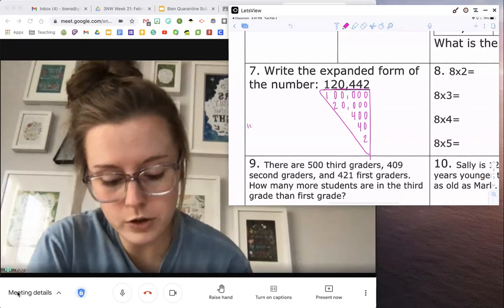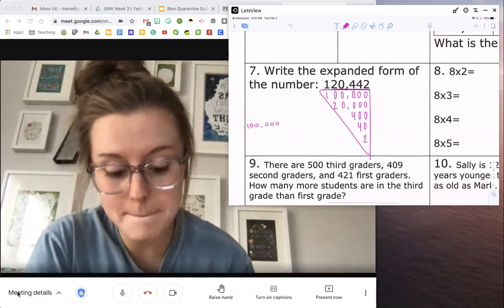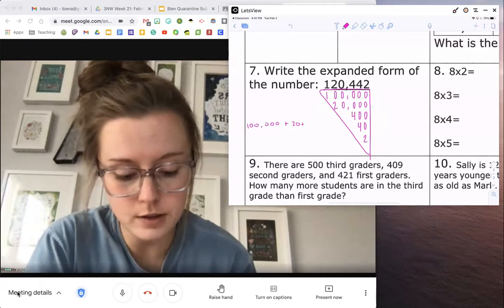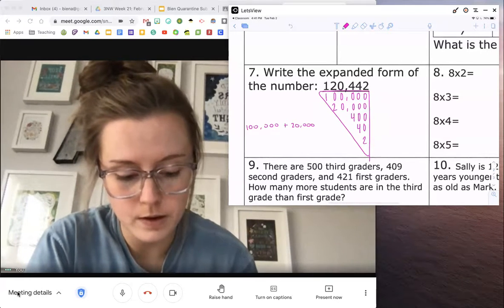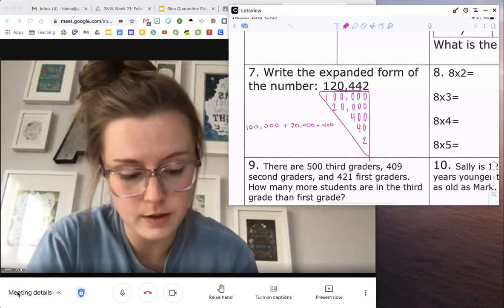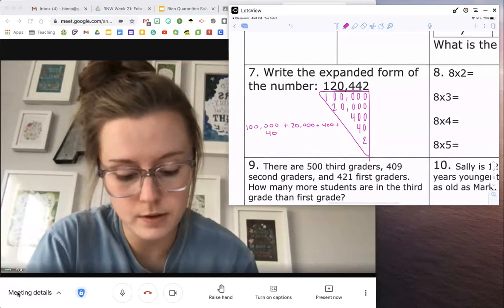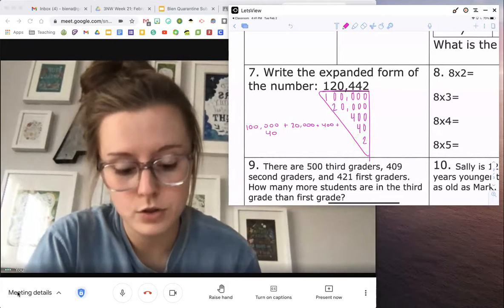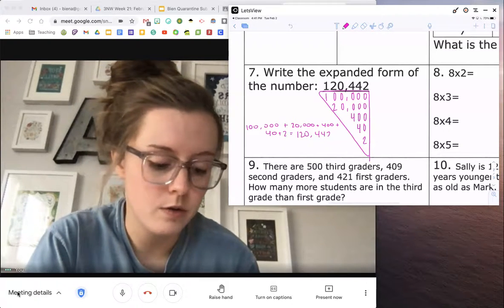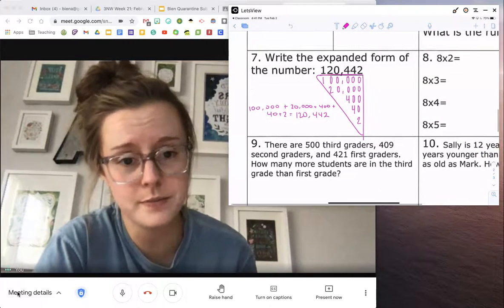Okay, so we do the first number, which is right here. So we write 100,000 plus, look at your next number, 20,000, whoops, plus 400 plus 40 plus 2 equals 120,442. Make sure you show all that work because I gave that one to you, okay?